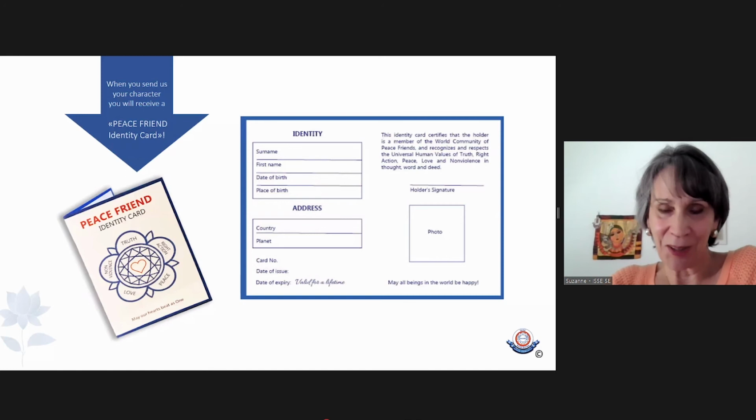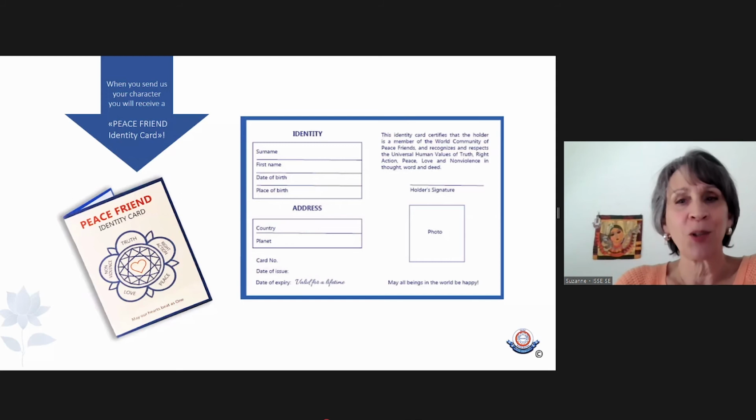There's a place for our picture, and may all beings in the world be happy.